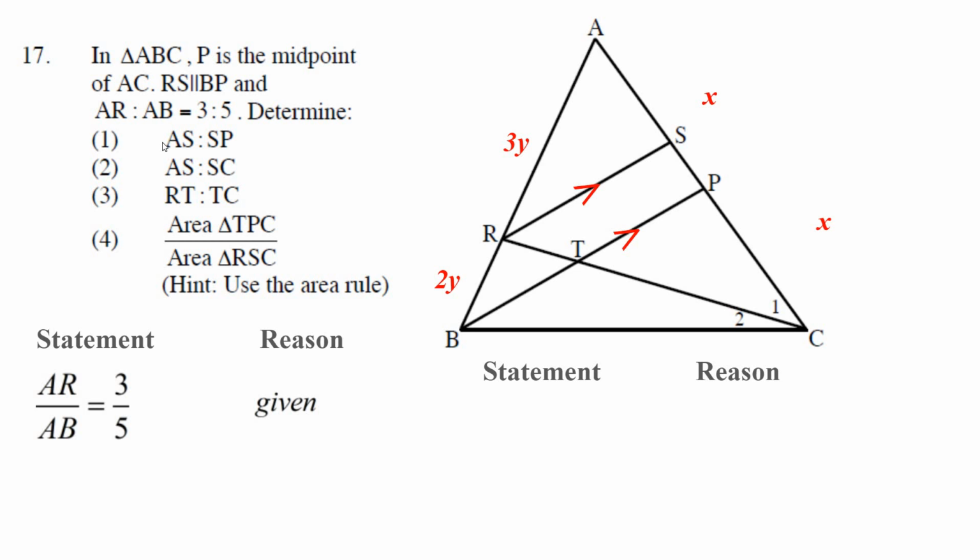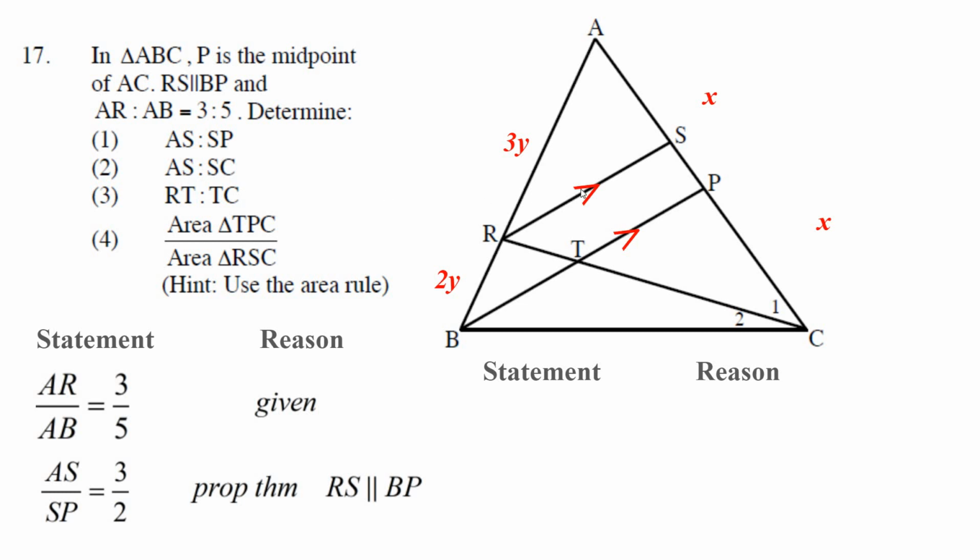Now, what's the ratio of AS to SP? Well, it must be using this triangle right here with these parallel lines. We can use that. AS over SP should be the same as AR over RB. You see those sides match. They're the same ratio. And what's the reason? Well, let's see. AS over SP is 3 to 2. It's the proportionality theorem. That's why they're the same. And we just did it. We got the ratio of AS to SP.